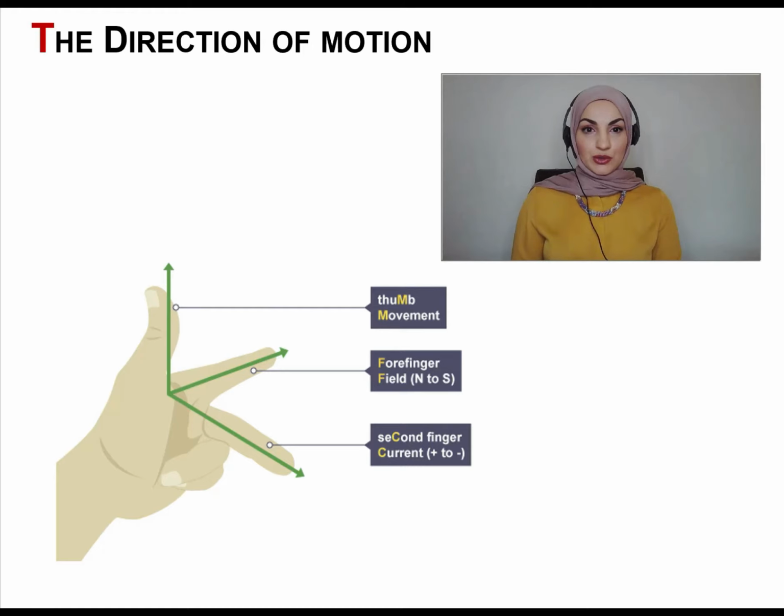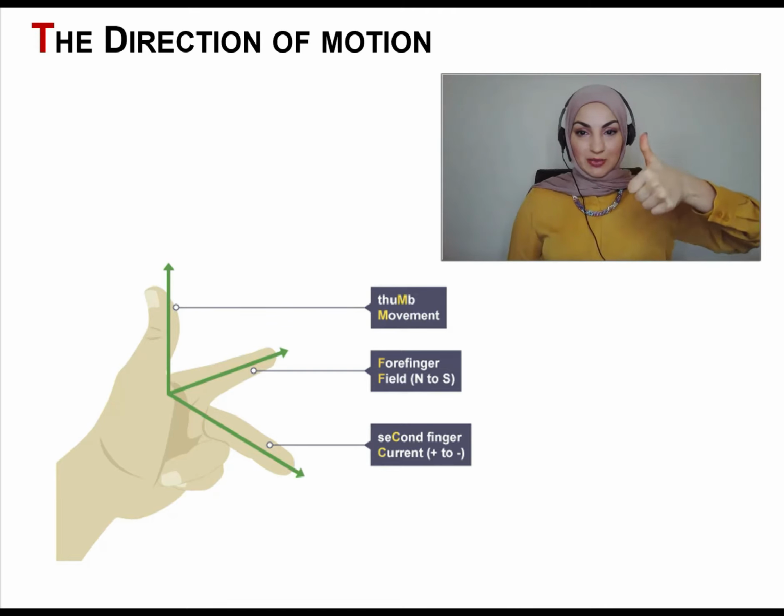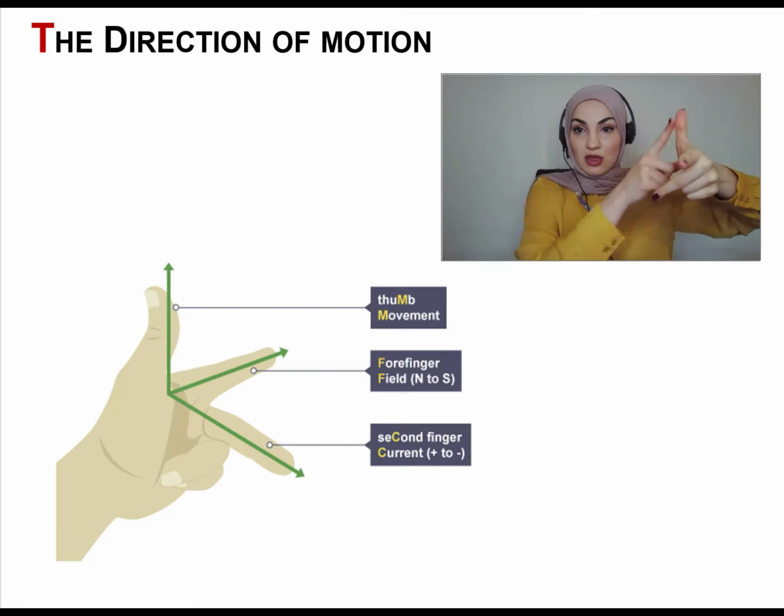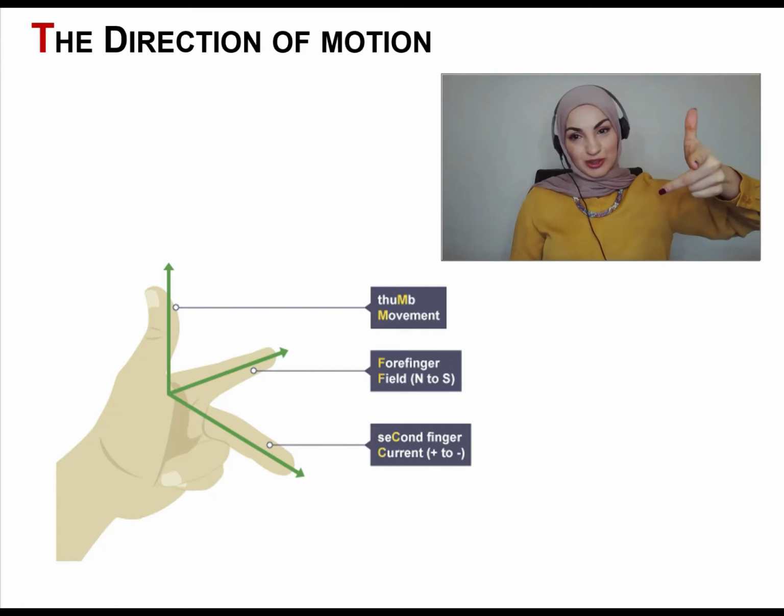In order to identify the direction of the motion of the rotor, we are going to use Fleming's left-hand rule, which states that the forefinger is pointed towards the field, the magnetic field from north to south, and if the second finger points towards the current from positive to negative, then the thumb is going to point towards the movement of the rotor.